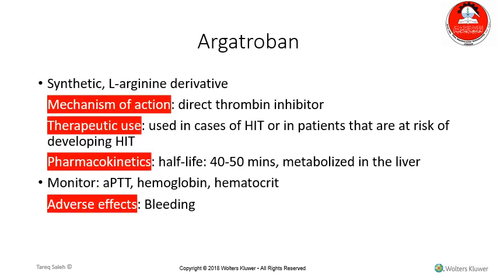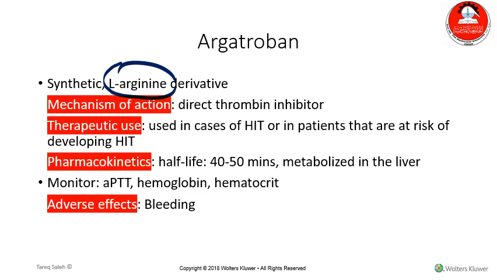Okay, let's now discuss other parenteral anticoagulants that are also available for use. Just keep in mind that heparin is the most commonly used anticoagulant, and these drugs are usually used as alternatives. So the first one is a drug called argatroban. Argatroban is a synthetic anticoagulant derived from the amino acid arginine. Remember that heparin is naturally derived.